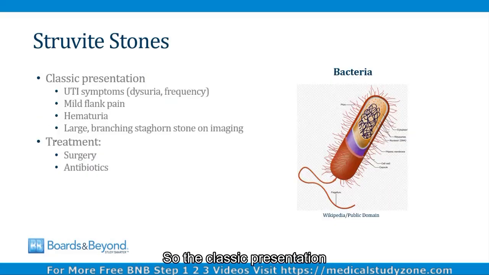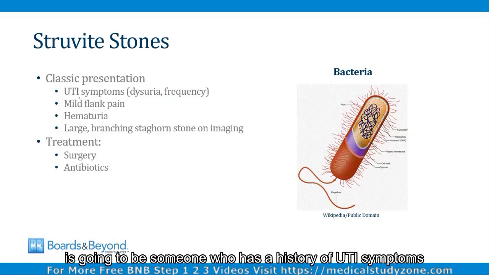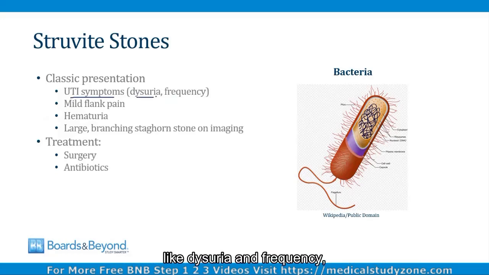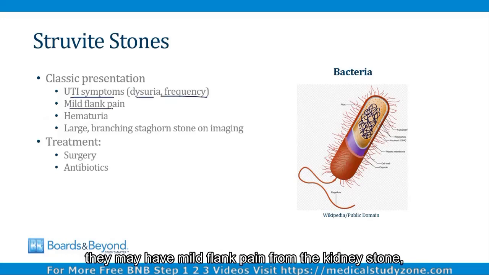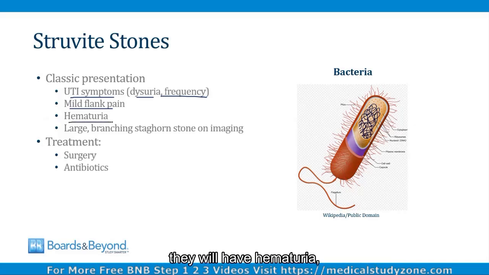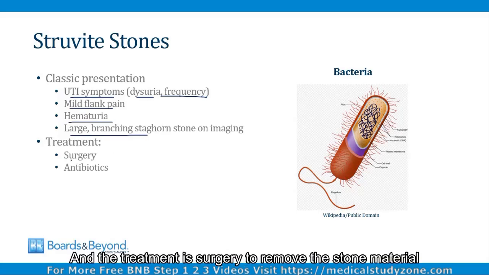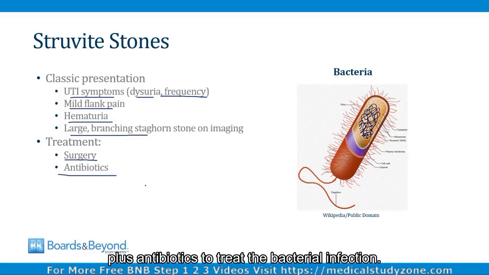So the classic presentation of a patient with a struvite stone is going to be someone who has a history of UTI symptoms like dysuria and frequency. They may have mild flank pain from the kidney stone. They will have hematuria, and then imaging will show a large branching staghorn stone. And the treatment is surgery to remove the stone material plus antibiotics to treat the bacterial infection.